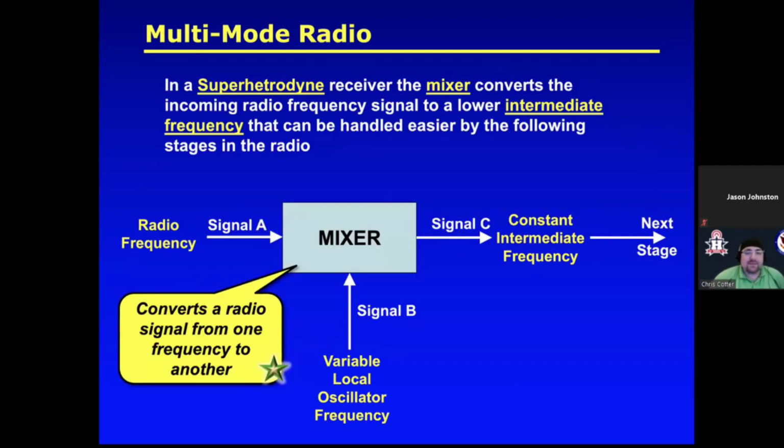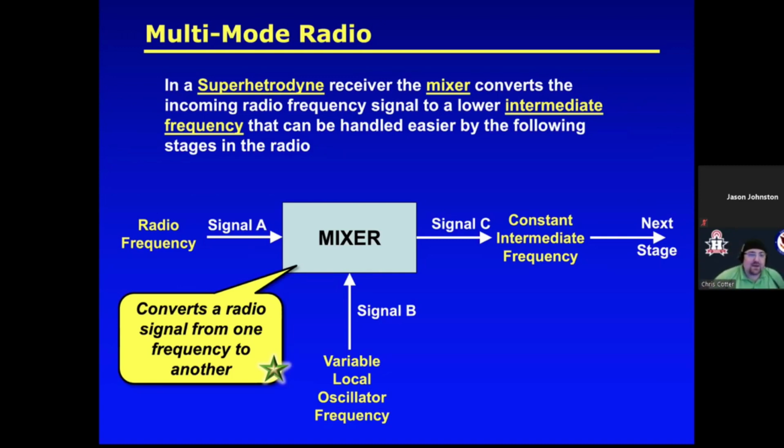So in a superheterodyne receiver, the mixer converts the incoming radio frequency signal to a lower intermediate frequency that can be handled more easily by the following stages in the radio. So here comes your radio frequency signal A right there. It's going to come into the mixer. That's going to convert the radio signal from one frequency to another. Down here, you've got your variable local oscillator frequency. Then it's all going to come in and be mixed and converted into signal C right here. This is going to be your constant intermediate frequency. Then that's going to be passed to the next stage, and the next stage, and the next stage.